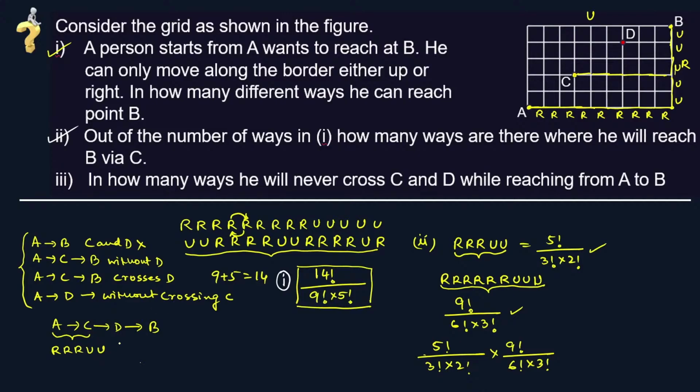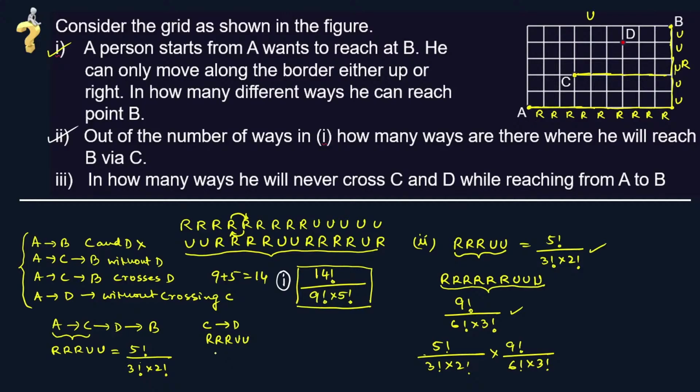So the person can reach from A to C in how many different ways? Factorial 5 divided by factorial 3 into factorial 2. Is it clear? The person reaches from A to C. Now you tell me, in how many different ways the person can reach from C to D? From C to D, there are 1, 2, 3 right movements and 2 up movements.